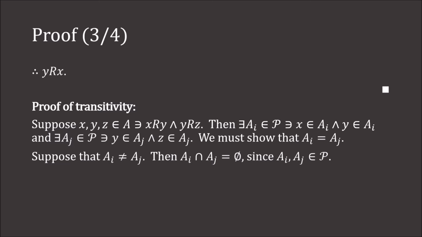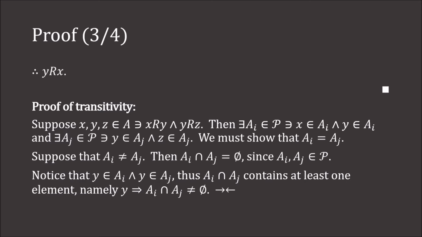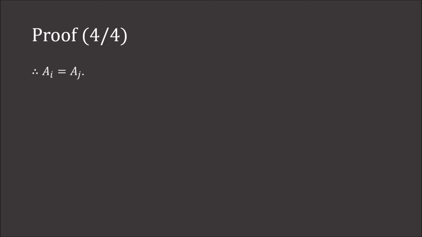So we're going to do this by contradiction. Suppose that A sub I is not equal to A sub J. Then this would mean that A sub I intersected with A sub J is the empty set, since both A sub I and A sub J are in script P, a partition of A. Notice that Y is in A sub I and Y is in A sub J. Thus, A sub I intersected with A sub J contains at least one element, namely the element Y. But this would mean then that the intersection of A sub I and A sub J is not empty. This contradicts the fact that it must be empty. So, A sub I must equal A sub J.